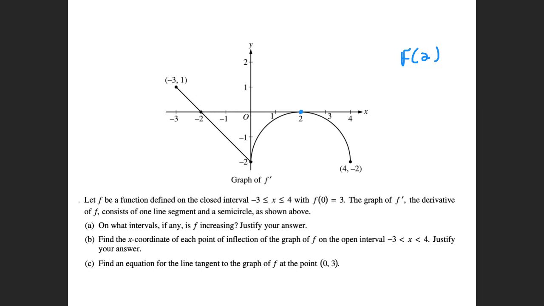So in this problem, it says, let f be the function defined on the closed interval negative 3 to 4 with f of 0 equals 3. And that is really important next semester, but right now, you don't know what to do with that information. The graph of f prime, the derivative of f, consists of one line segment and a semicircle as shown above. On what intervals, if any, is f increasing? Okay, so what are the intervals where f is increasing?